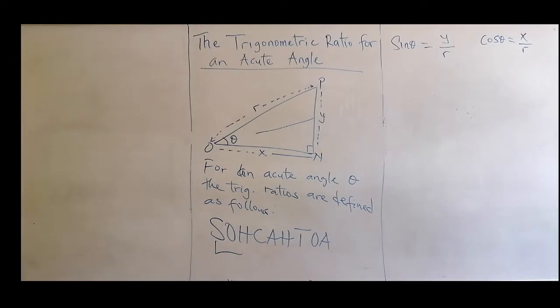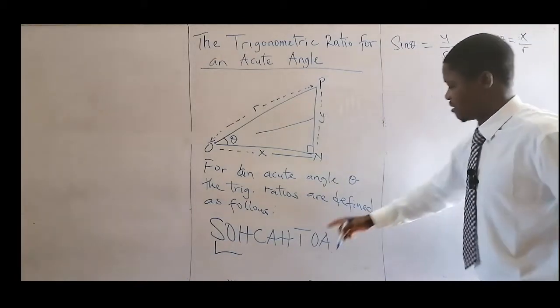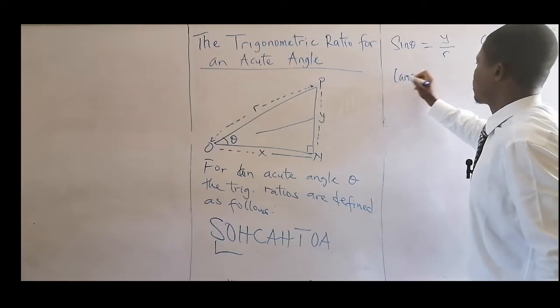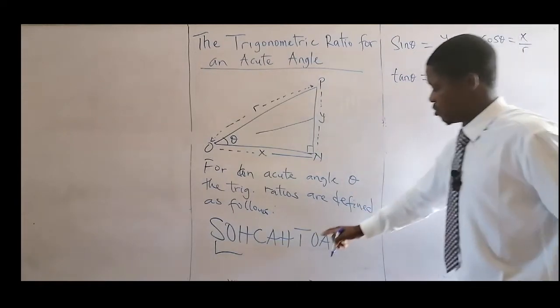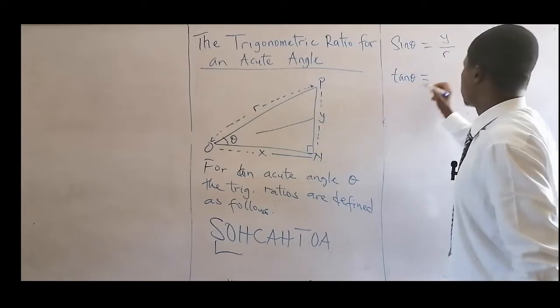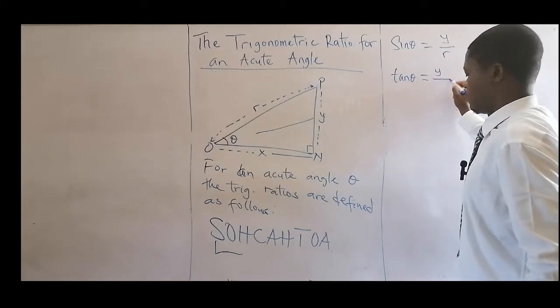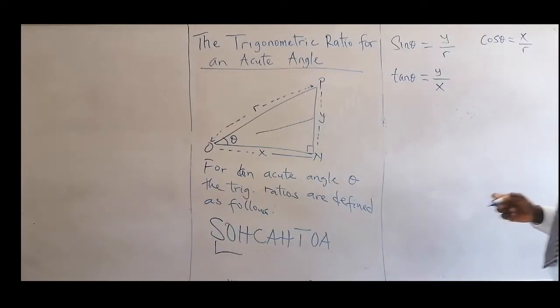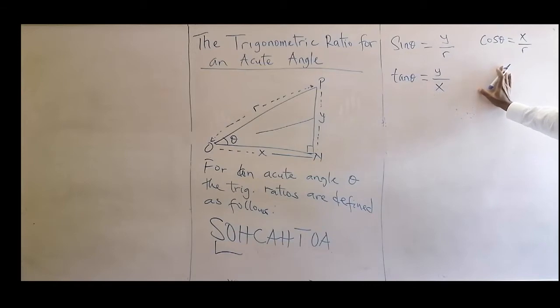Then TOA. T is the tangent, and the shortened form is tan. Tan theta equals O, the opposite of the angle, that's y, over adjacent, that's x. So that's that. We've established three trigonometric functions.